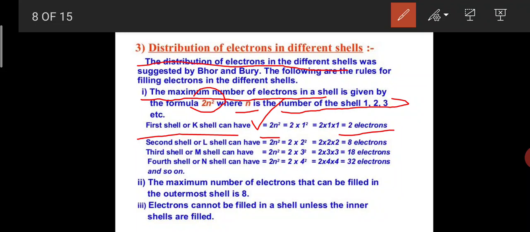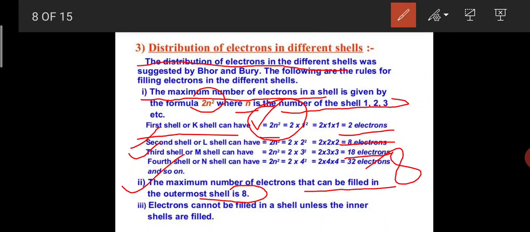In the same way, the L shell can have 8 electrons. The third shell, the M shell, can have 18, and you can use this formula 2n square. You can find the number of electrons in each shell, whether it is the K, L, M, N or O shell, and so on. The maximum number of electrons that can be filled in the outermost shell is 8.